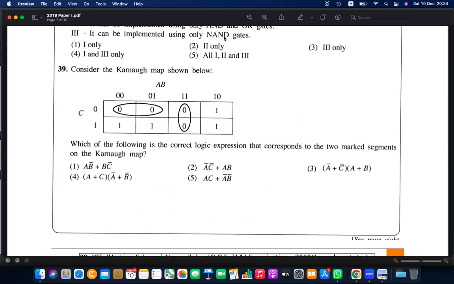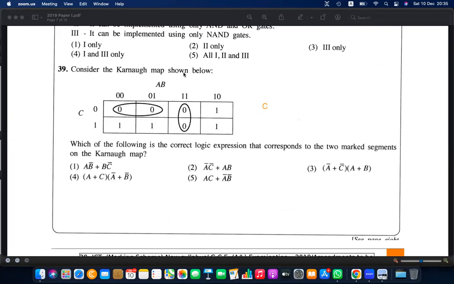Question 39. Let's see the K-map solution. In a K-map, you have to think about the groups. If you are grouping zeros, you have to consider an OR gate, since the output is 0 from the OR gate. In this group, what is unique? You can see C is already 0, so we can take C as it is. C is unique, because here also C is 0.